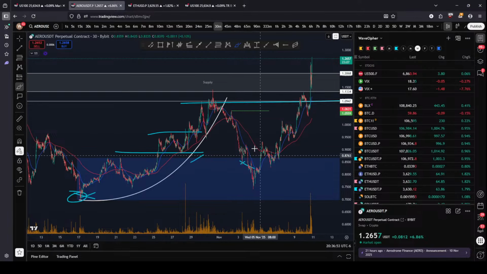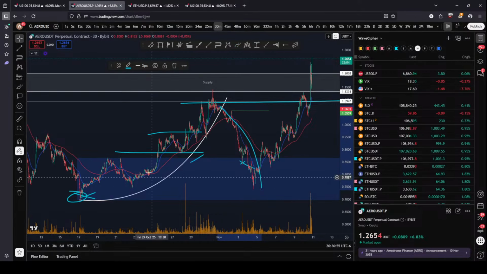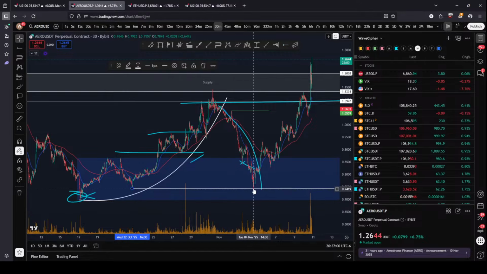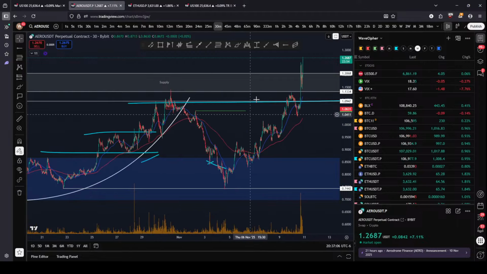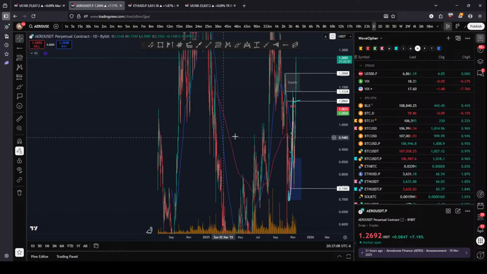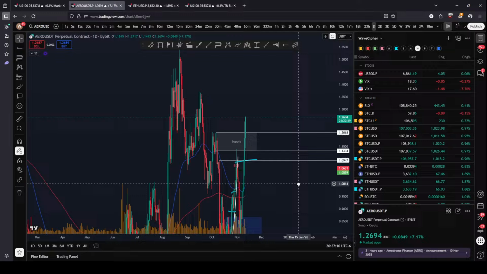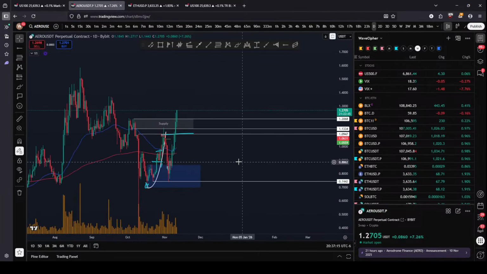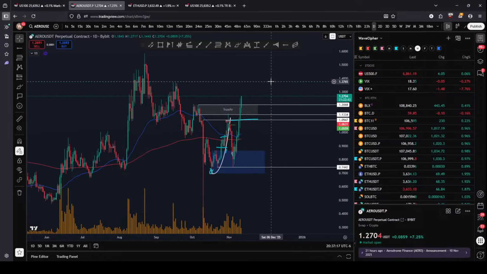What does the price do after that? Sharp correction down, swipes all of the liquidity all the way down to this low here, right? Sufficiently sweeps liquidity and up we go. Now, what has Aerodrome done on the daily that's important? What is this daily structure? Yes, it was. So today, if Aerodrome keeps pumping, it will do what a lot of other coins have done, which is break your daily structure bearish.